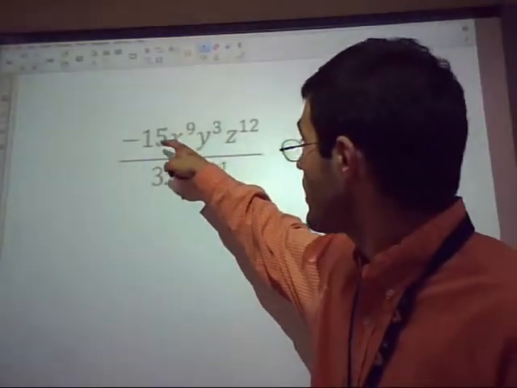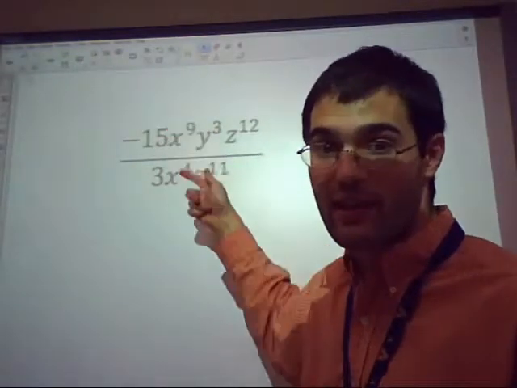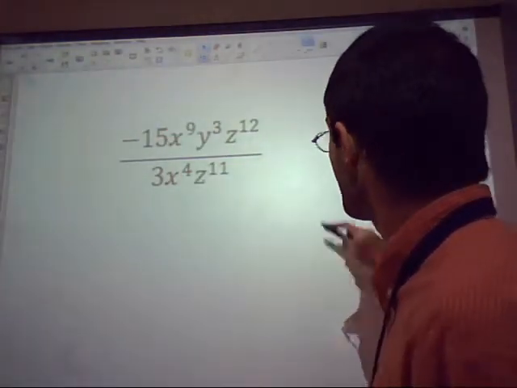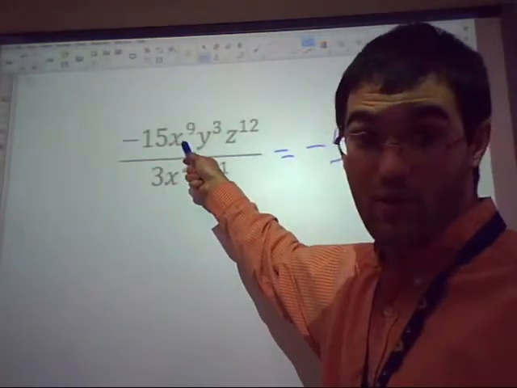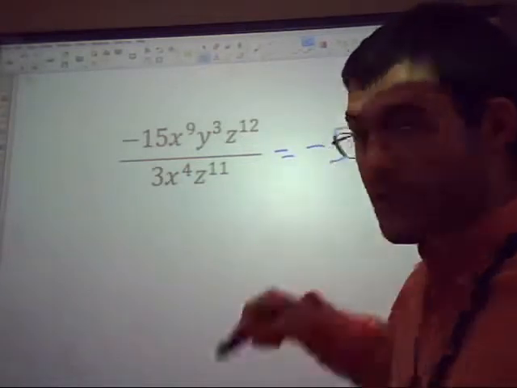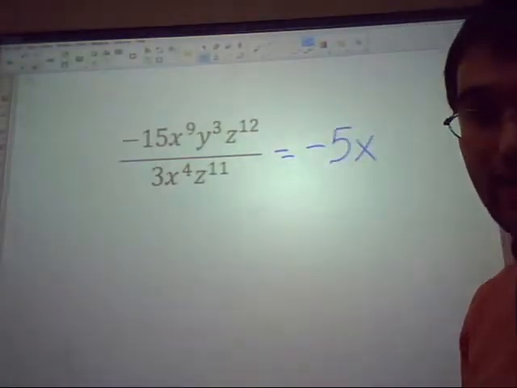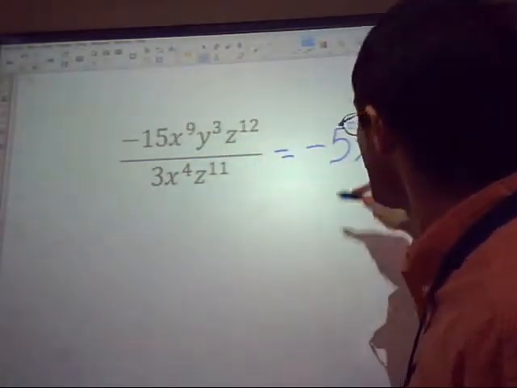Okay, so again, we're dividing. So we're just going to start out by dividing the coefficients. Negative 15 divided by 3 is negative 5. We're going to subtract the exponents for the same bases. So our first base is x. Write down the x. Subtract the exponents. 9 minus 4 equals 5.